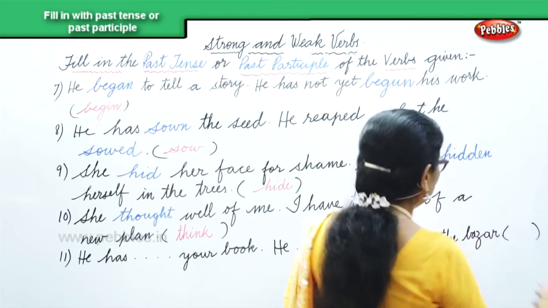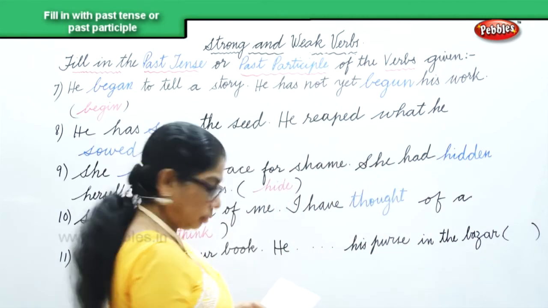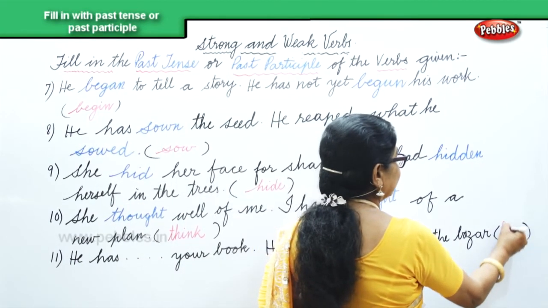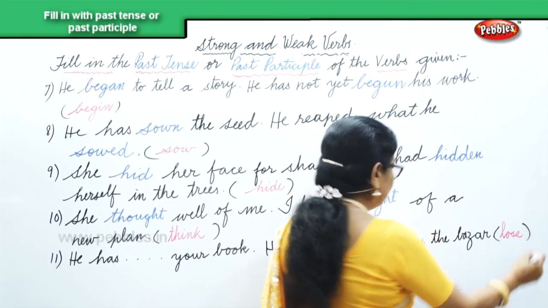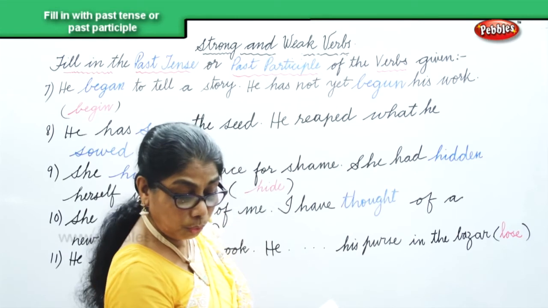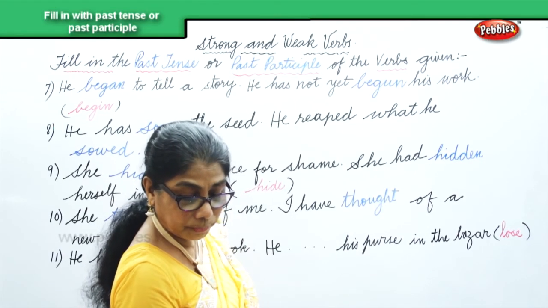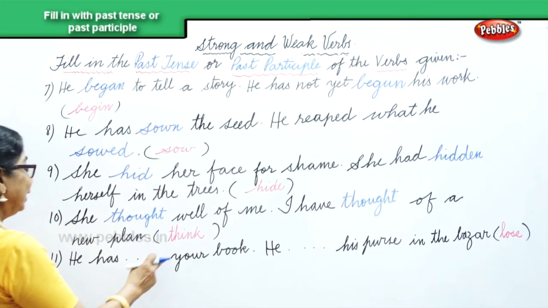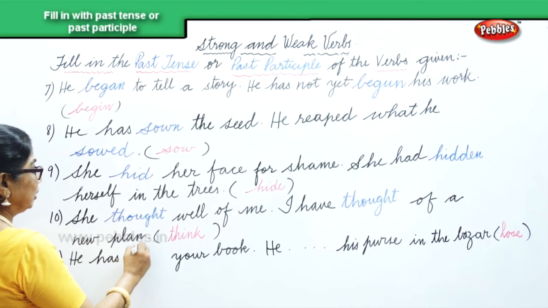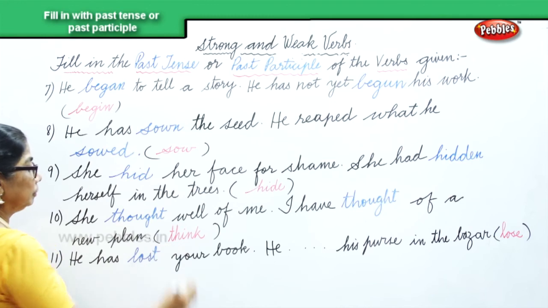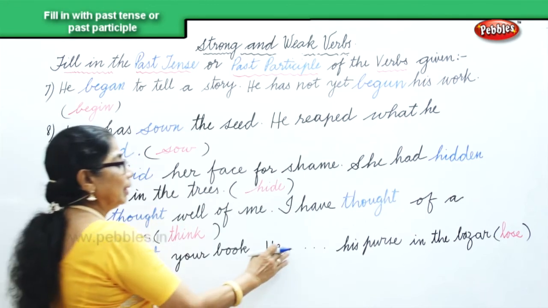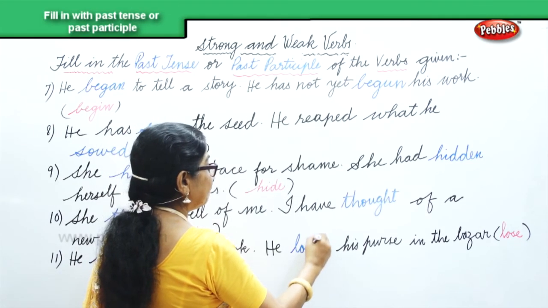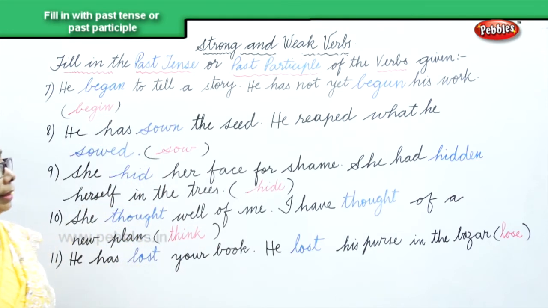And the verb given to you is lose. What's the verb? Lose, lost. And for both past tense and past participle, use lost only. Past participle, he has lost your book. He lost, past tense, he lost his purse in the bazaar.